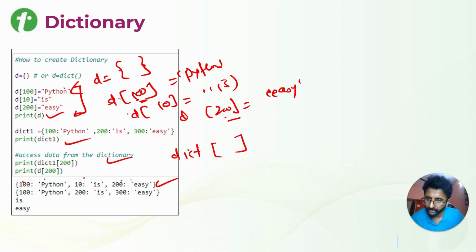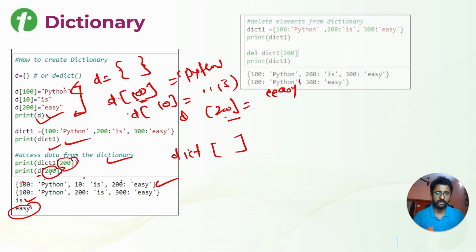D of 200 means this particular key's value will be printed. So this is one dictionary, this is another dictionary. This way we can define and call dictionaries.